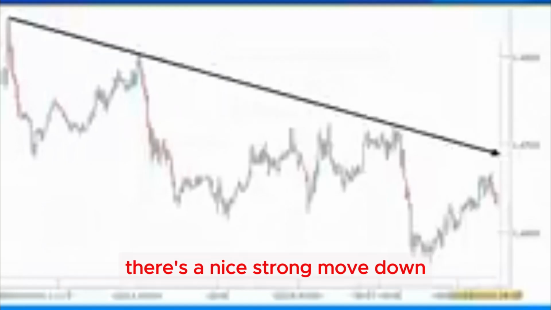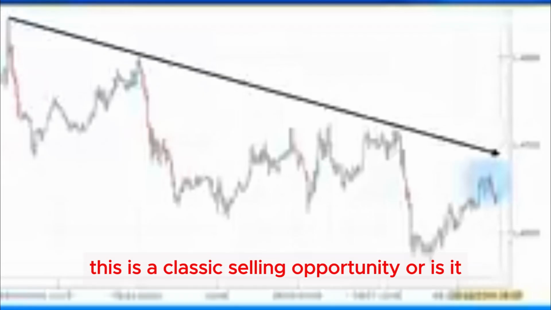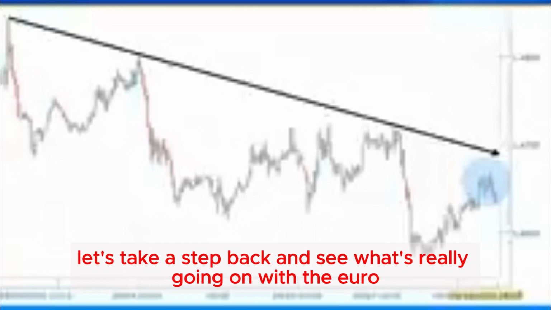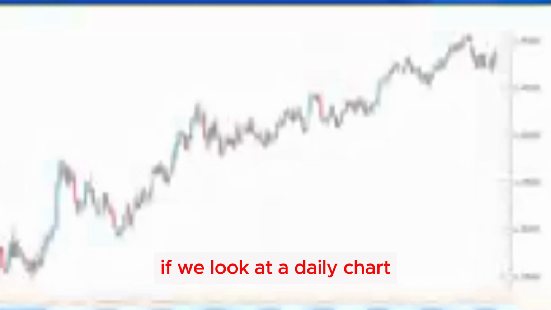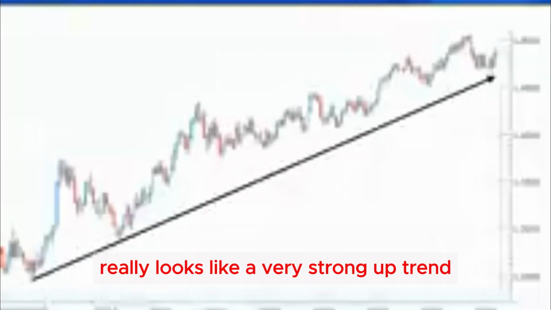There's a nice strong move down, and right here there's a pullback up to the resistance line. This is a classic selling opportunity. Or is it? Now let's take a step back and see what's really going on with the euro-dollar pair. If we look at a daily chart, that strong downtrend we just described really looks like a very strong uptrend.